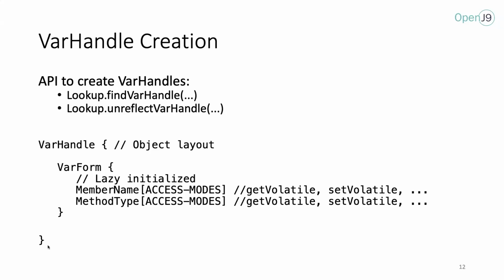The key thing to note here is that the object contains an array of member names and an array of method types, and the array is sized to the number of access modes that this VarHandle supports. So for instance, access mode getVolatile will have its own member name and method type. And the same applies to any other access mode that this VarHandle is going to support. In comparison to a method handle, a VarHandle has many member names, whereas a method handle only has one member name.